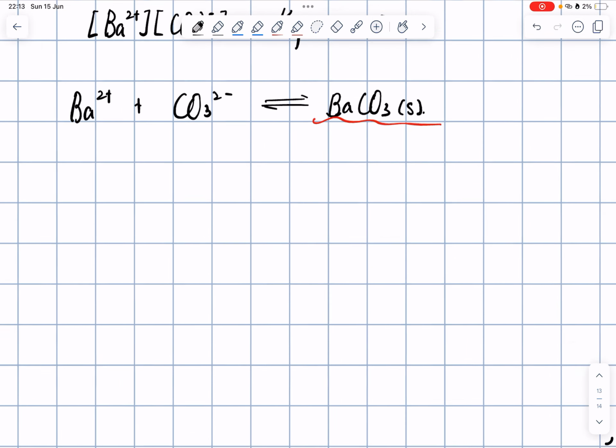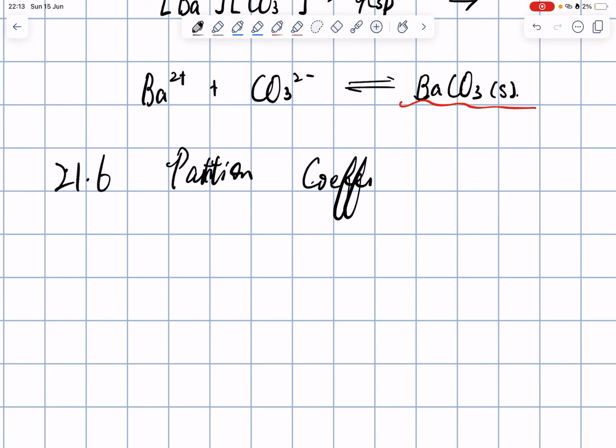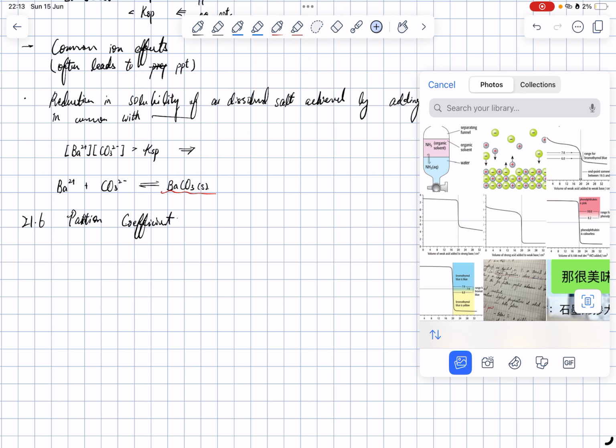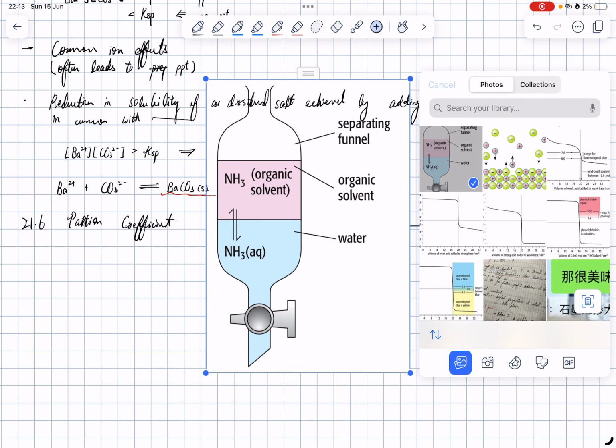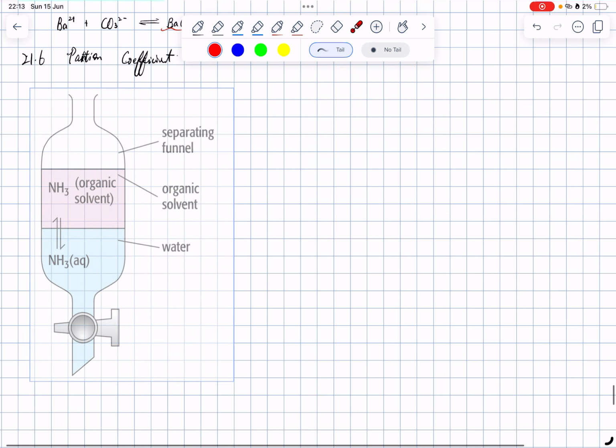Okay then. So we are coming to section 21.6. I promise this is the last section. Partition coefficient. This is just easy. As you may see, I'll give you a graph here.